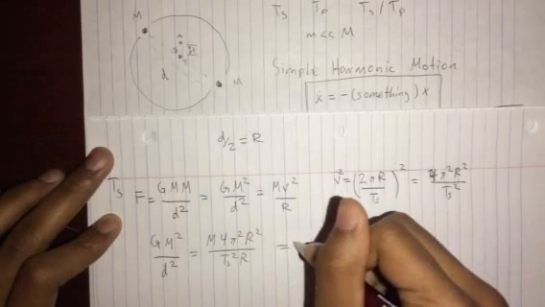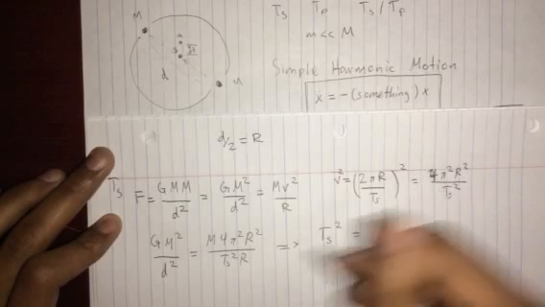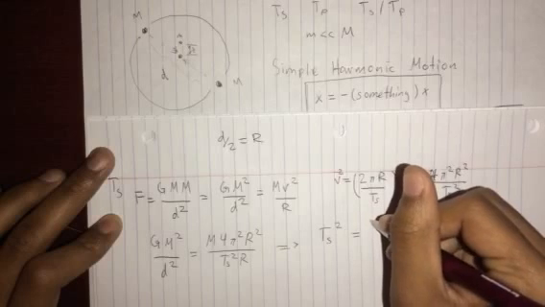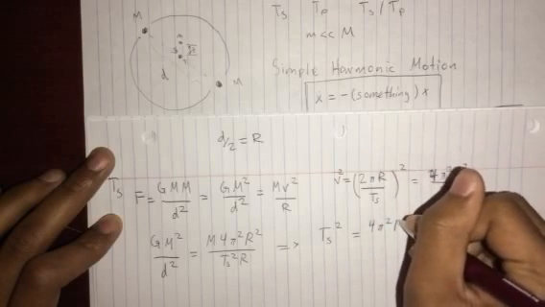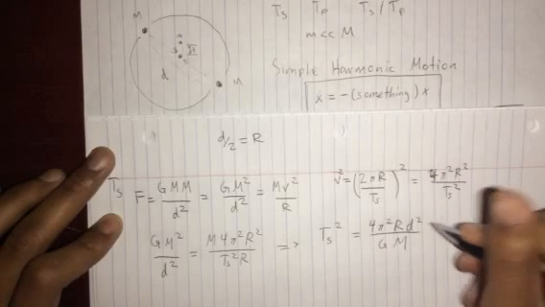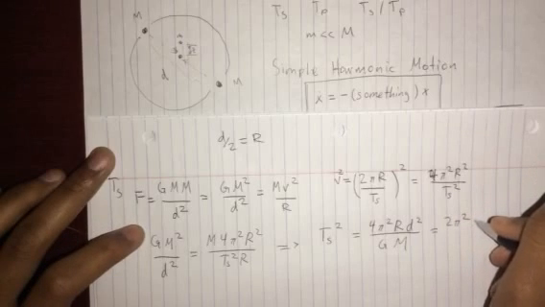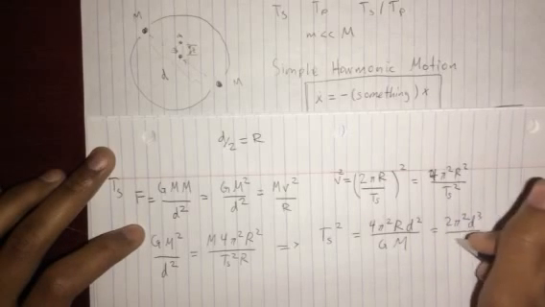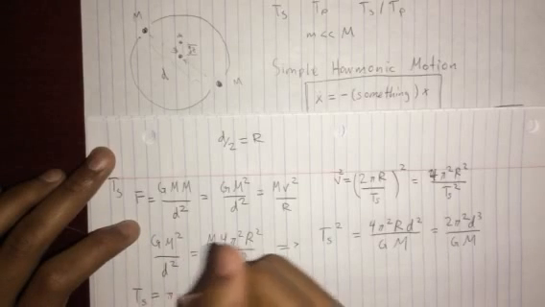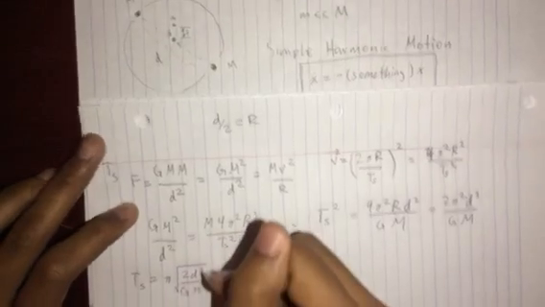So we have to move some stuff around. Let's see if I can do this right. T squared goes on the other side, and we move everything else over. So we should get 4 pi squared r d squared over GM. And r is d over 2, so this is 2 pi squared d cubed over GM. And so we get Ts equals pi times the square root of 2d cubed over GM.